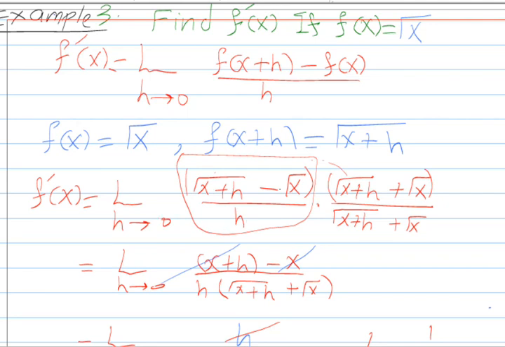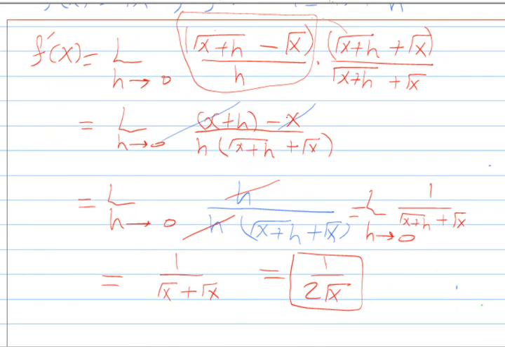When I do this calculation up, I will simplify x with minus x. We remove them, so we have left only h, which will be cancelled with the h in the denominator. So everything disappears but this expression. Now plug in 0 instead of h here, we come to 1 over radical x plus radical x, which is 1 over 2 radical x. This is the solution of the problem.